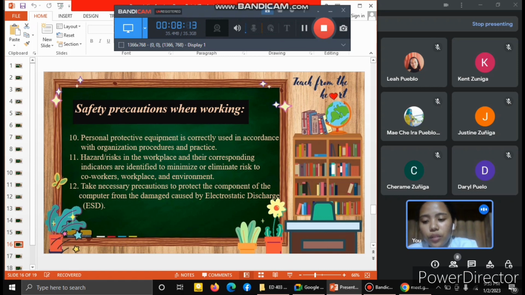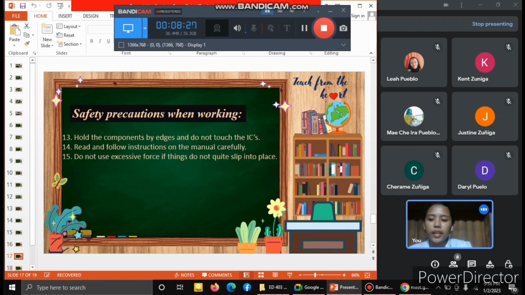And the number 12 is take necessary precautions to protect the components of the computers from the damage caused by the electrostatic discharge or ESD. And the number 13 is hold the component by edges and do not touch the ICs or the center of the memory. Mostly the memory are the best example of these safety precautions.